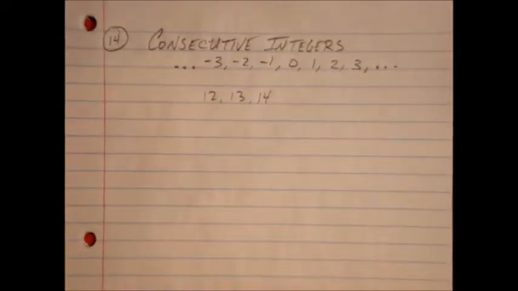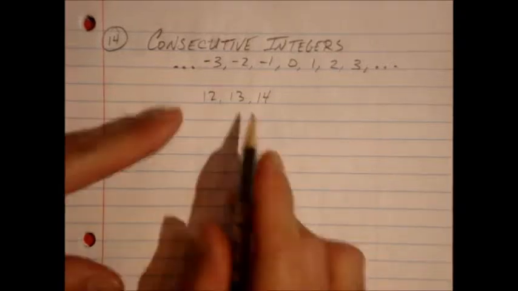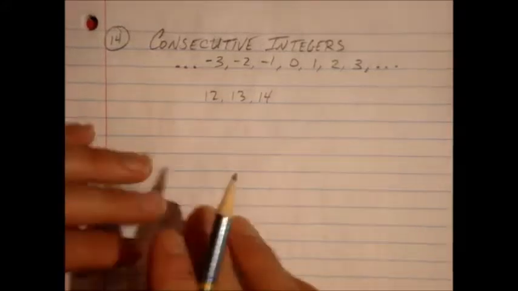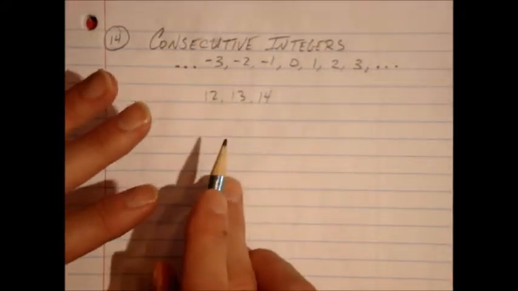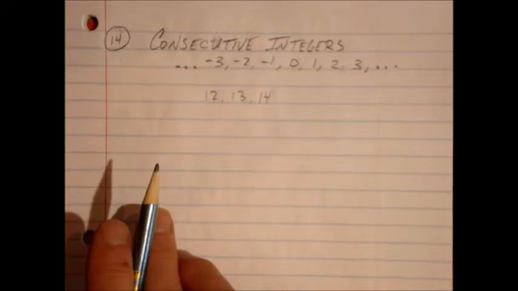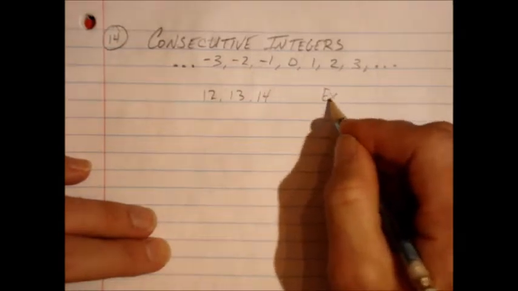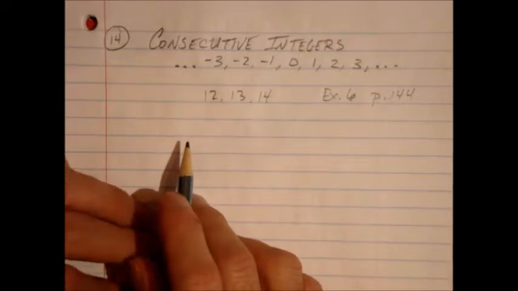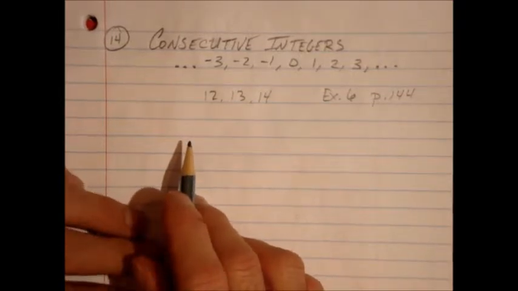That makes sense? Number 14, they said find 3 consecutive integers, kind of like these, whose sum is 42. What? What? How do I do that? Hey, don't freak out. It's very easy. If you want to look at an example in the book, you can look at example 6. It's example 6 on page 144. I'm going to go ahead and do this one. Number 14. 3 consecutive integers whose sum is 42.